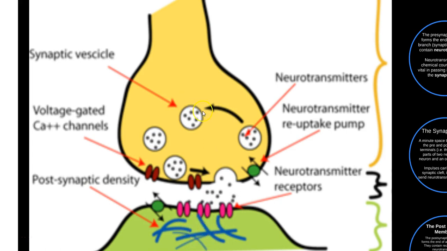Okay, so we have these little guys in here in these little white circles. These are called vesicles, and these are called neurotransmitters, these little black dots in here. Neurotransmitters are effectively chemical couriers in the body that pass messages on. They're stimulated by the arrival of the impulse here.